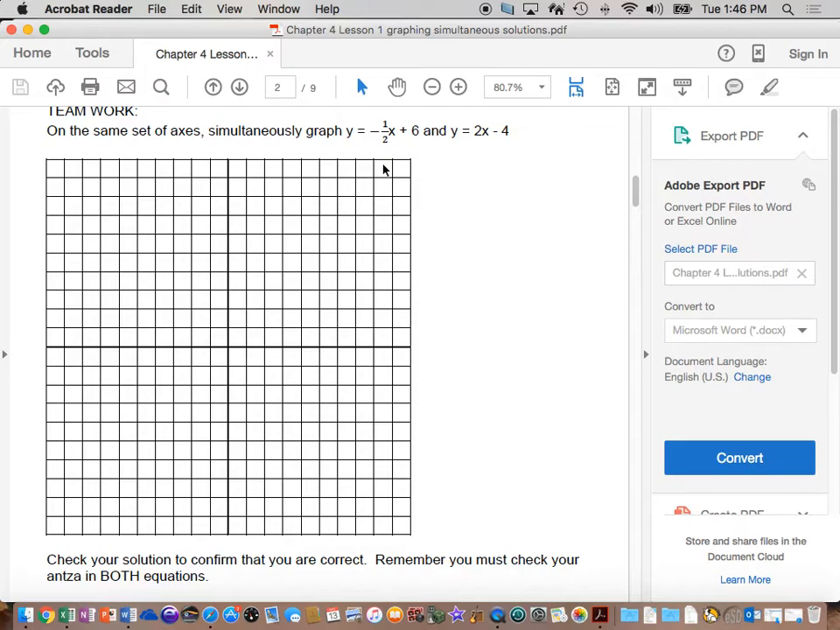Now, the slope here, if you guys are looking around, you're not going to learn. The slope here is -1/2. I think we all agree with that.